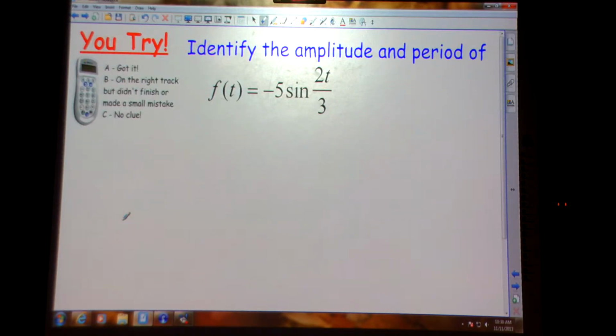All right, you try. Find the amplitude and period of -5 sine 2t over 3. Could you please pause the video, and then when everyone seems to be done, go ahead and hit play.